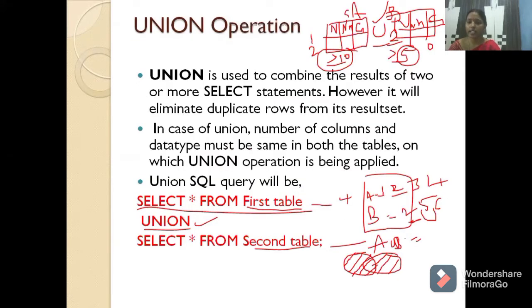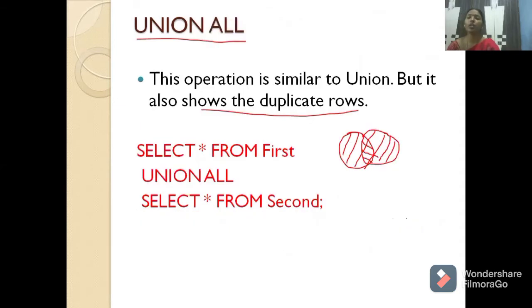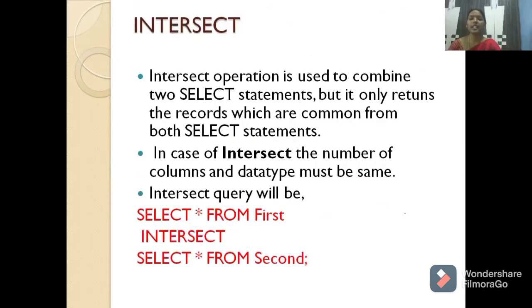Now consider this set example. If I say A union all B, what numbers will come? 1, 2, 3, 4, 2, 5, 6. That means these two will come again in the union all operation. Okay. Next we'll see intersect.